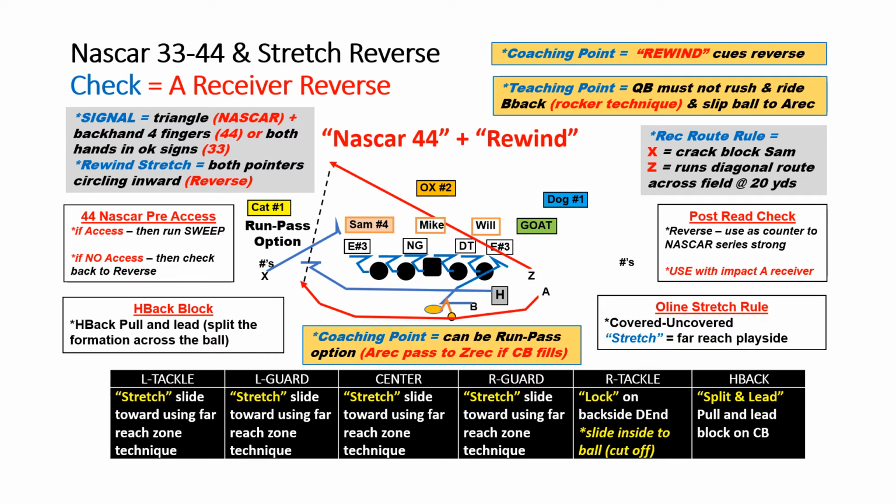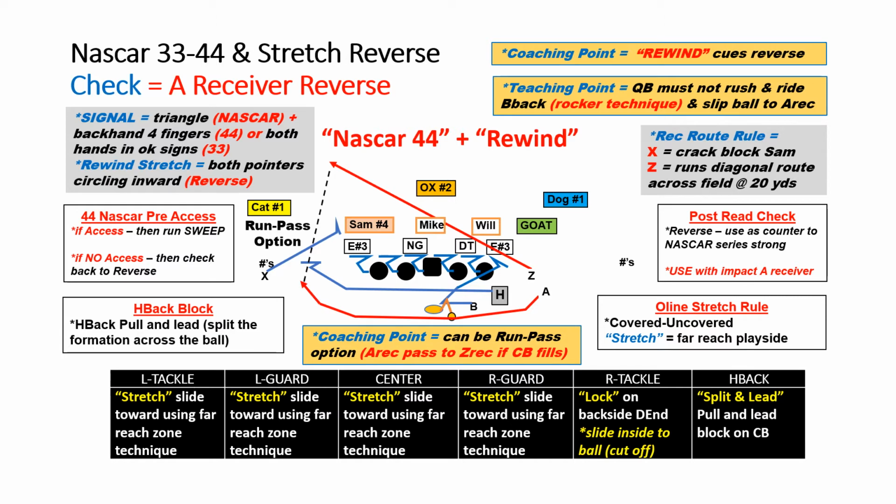Key point, the back, after he does his fake, must go hard into the line of scrimmage and look to chip the defensive end, but more importantly, block any outside edge rusher following the play. The quarterback, again, uses his rocker technique, gets a good quality fake, don't rush it, but then turns and pivots towards the A receiver and hands off with his back to the line of scrimmage.